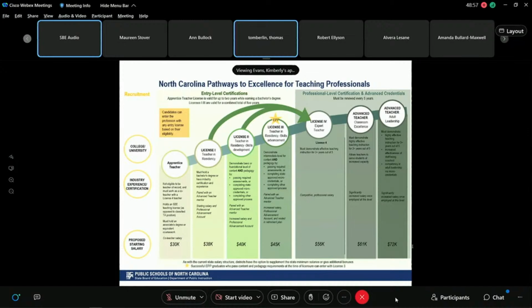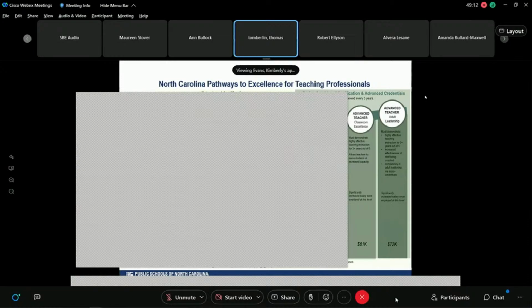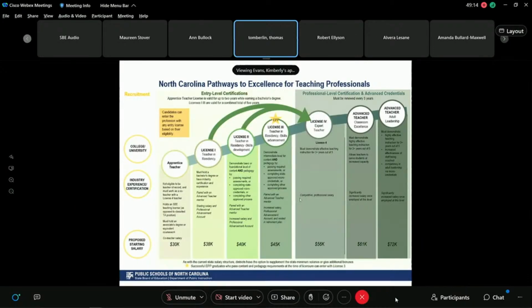So the advanced roles are not stagnating either. Each license renewal brings a commensurate bump in their salary. I should say each successful license renewal brings a commensurate bump in their salary, and they continue to move up in the scale. So nobody's stagnating once they hit this license 4 or these professional level certifications.